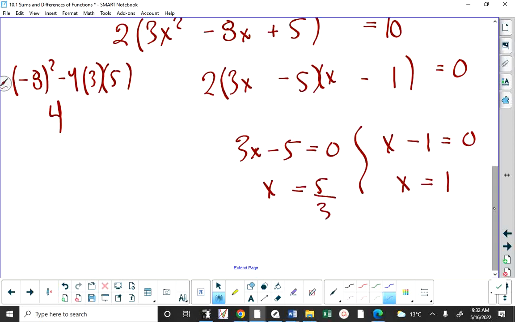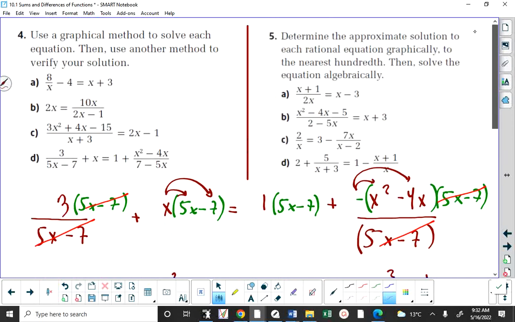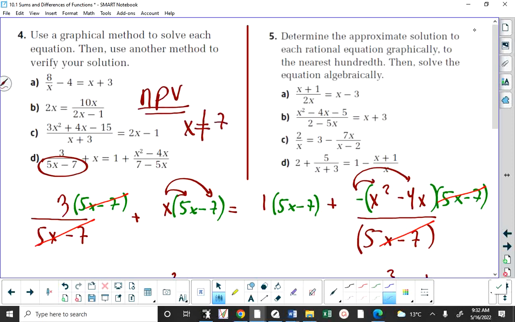One final thing we should do, go look at the original equation. The non-permissible value would have been a statement that says x is not equal to 7/5 because we can't divide by 0. And that's fine then, because the two answers we got, neither of them are 7/5.